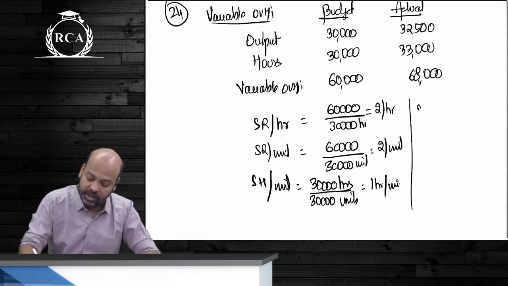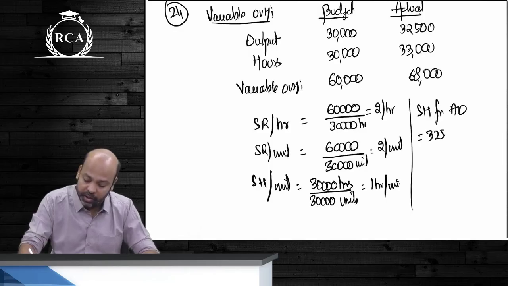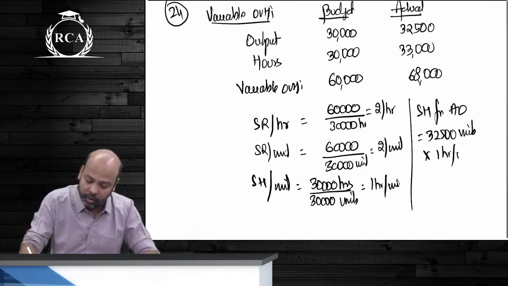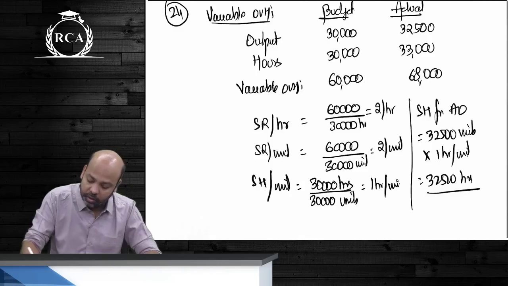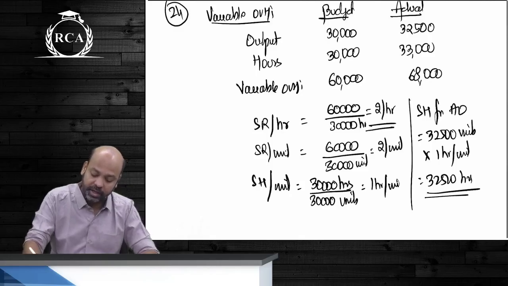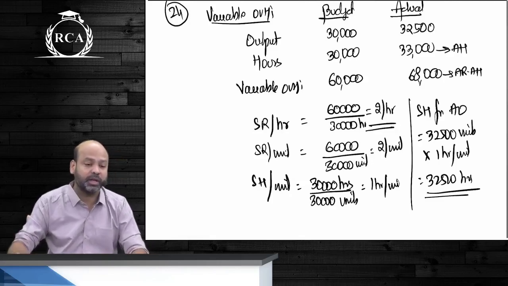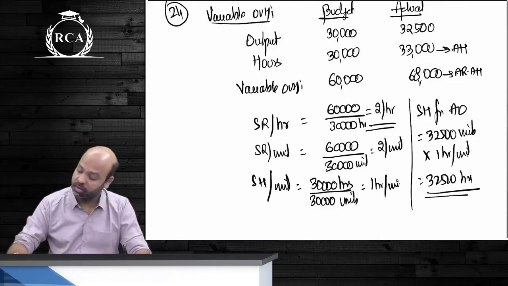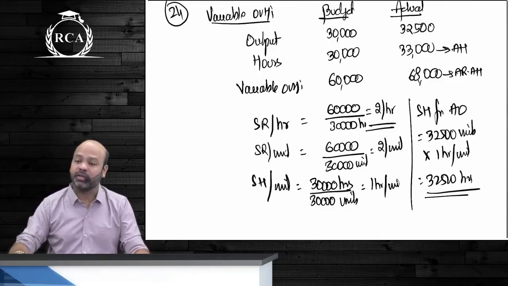What will be the standard time, guys, for actual output? Actual output is 32,500 units. That multiplied by 1 hour per unit, and that will still be 32,500 hours. You got standard hours, you got standard rate per hour, you got actual hours, you got actual rate into actual hours. Don't compute the actual rate, it will come in the points. Just leave it like that. These are the variables that you need, guys, for variable overhead variances.